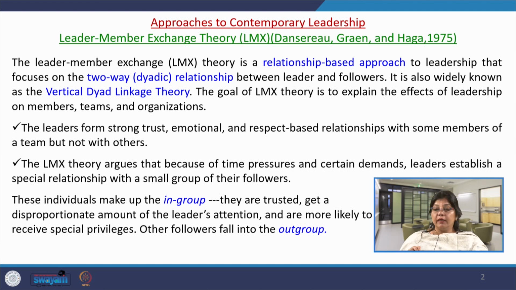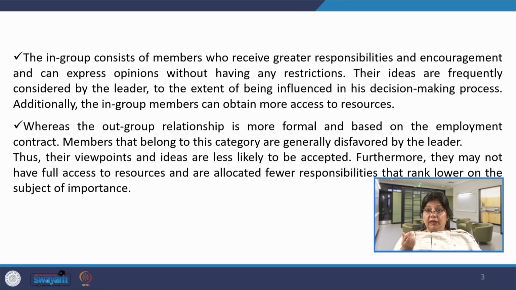So, when we talk about the in-group, within the group itself, these members receive great responsibilities and encouragement to perform the task and express their opinions, and there is more freedom and fewer restrictions, which is but obvious. Their ideas are frequently accepted and considered by the leader, and they are very much influential in the decision making process, and additionally the group members also obtain some access to resources. So, these are the privileges that any member of the in-group would enjoy when the leader is closely knitted with those specific group members. This is the advantage of being an in-group member within any group. Whereas, when we talk about the out-group relationship, the relationship exists, but it is very formal.